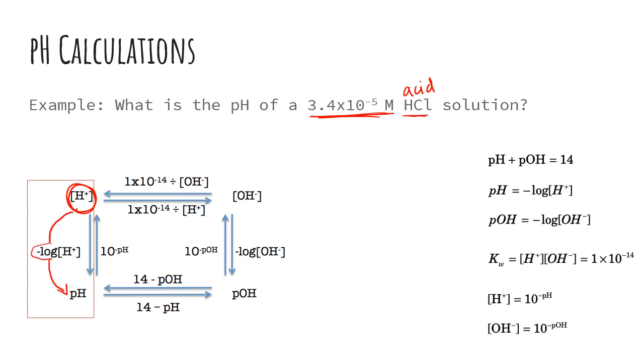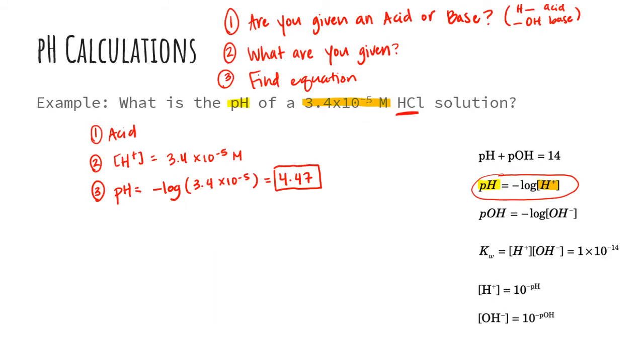So this is the formula that we need to use, and we see that right here on our equation sheet. So we figured out we were given an acid, and we were given the concentration of it, so that was the concentration of H+. So our equation is that pH equals the negative log of H+. So we take the negative log of 3.4 times 10 to the negative 5, and we get 4.47.